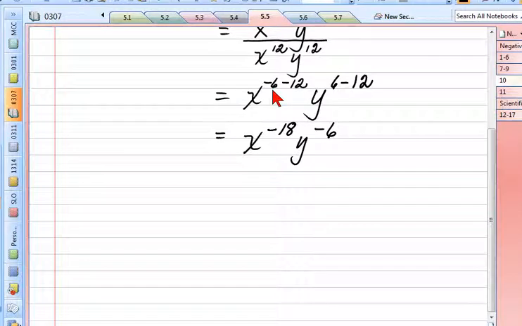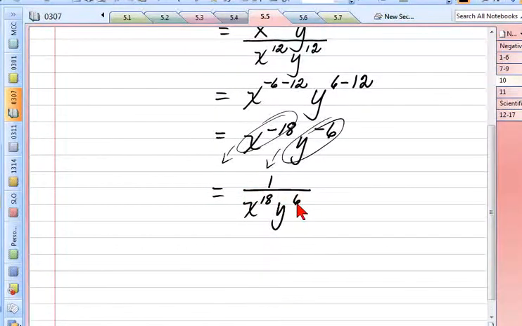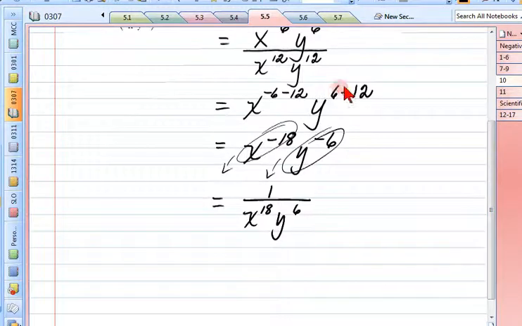Am I done? No, because I can't leave those negative exponents. Both factors have negative exponents. They both get to move. I end up with 1 over x to the 18th, y to the 6th. You lost me when you got negative 6. Oh, I see. All right. I have 6 minus 12. So I subtracted and kept the sign of the big one, which was the 12.